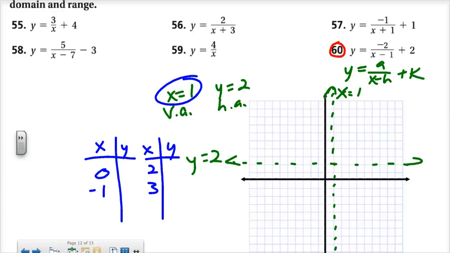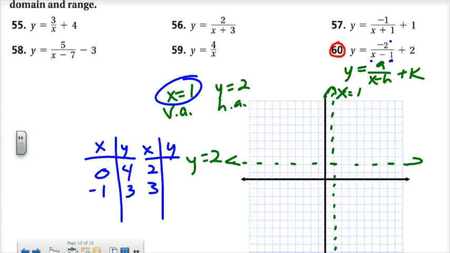So we put a 0 into this, and let's see what we get. 0 minus 1 is negative 1. Negative 2 divided by negative 1 is going to be 2, and 2 plus 2 is 4. Then we put a negative 1 in here. Negative 1 minus 1 is negative 2. Negative 2 divided by negative 2 is 1, and 1 plus 2 is 3.